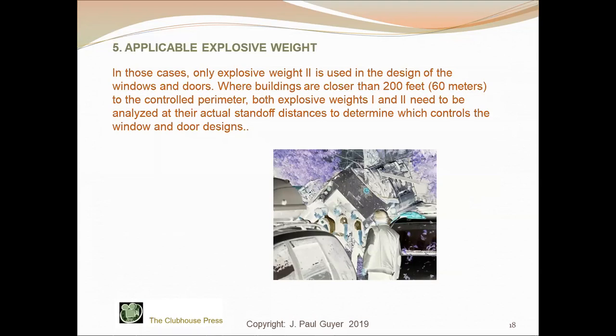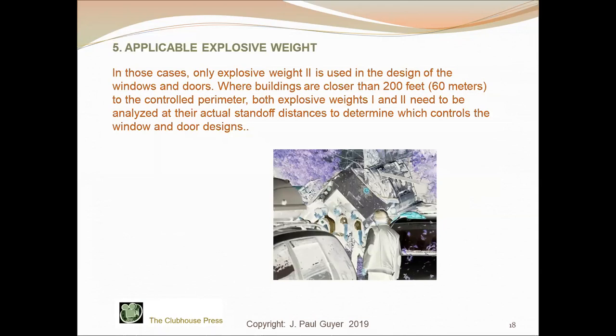Now, to provide a little bit of clarity, since these explosive weight tables are towards the end of this discussion, basically explosive weight 1 are larger weights and explosive weight 2 are smaller weights. Explosive weights 1 are, generally speaking, what would be carried in a vehicle. Explosive weights 2 are something that could be carried by an individual.